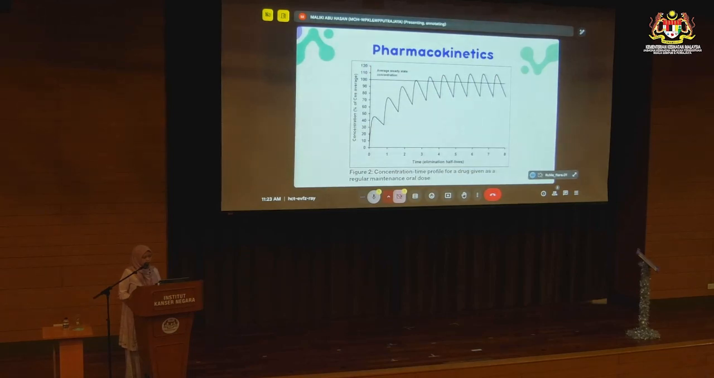This is an example of a graph that shows the time taken, after you give a maintenance dose, for the drug to reach a steady state. For many drugs, it will take about 4 to 5 half-lives to reach the average steady state concentration. This is also important because we don't want to take the levels too early, because they will not reflect the final concentration that we expect in the patient's system.